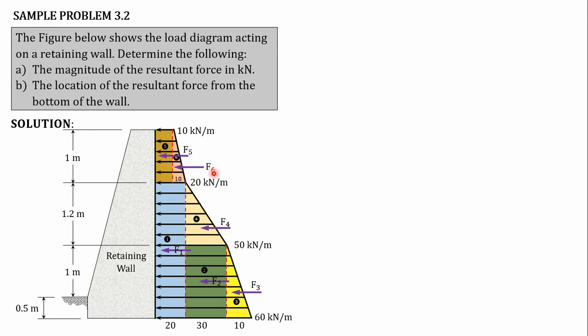We can directly solve it, class, kasi alam na natin yung location ng centroid ng area niya. So, example lang, class, yung area 1 natin, yung location ng F1 niya is at the center. So what is this length, class? That is 1.2 plus 1 plus 0.5. That is equivalent to 2.7 meter. So, therefore, the location of this centroid, class, from the bottom, that is 2.7 times 0.5.